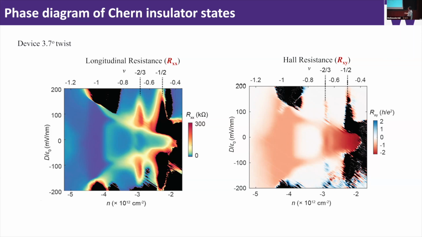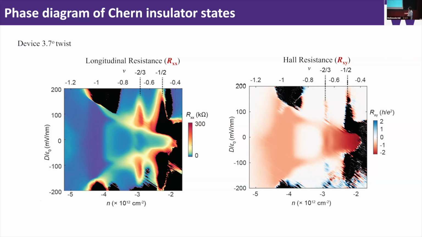So let's focus on the longitudinal resistance first. At the filling factor -1, near zero electric field, you see there's a big phase space with bluish color here. The blue color represents vanishing Rxx, and the red means a very large Rxx, on the order of several hundred kilo ohms. And the black color here represents on the order of a mega ohm or even bigger, which is hard to measure at low temperature.